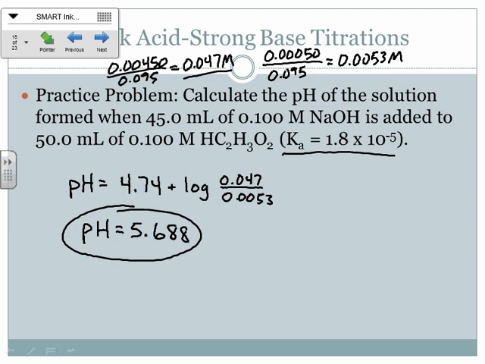Now again, let's just stop and think about whether this makes sense, okay? If these two concentrations are equal, the concentration of the acid and its conjugate base are equal, that means pH equals pKa, right? So then the pH would actually be 4.74. But now we have more base in the solution, more of the weak base than we do of the weak acid, so we would expect the pH to be a little bit higher than 4.74, right? So it makes sense that our pH is 5.688. Okay. So that's how you do that.